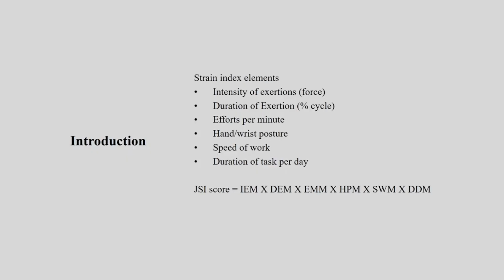Before we go into more detail, let us understand what the factors involved in this index calculation are and what the formula is. So first, there are a total of 6 factors, okay, 6 index elements. First is intensity of exertion, second duration of exertion, that is percentage of cycle, efforts per minute, hand wrist posture. So it is not about the whole body. When we are talking about the distal upper extremity, mainly we will be talking about the hand wrist posture, speed of work and duration of task per day.